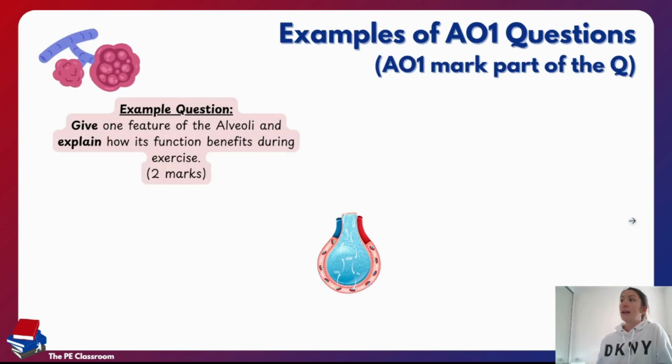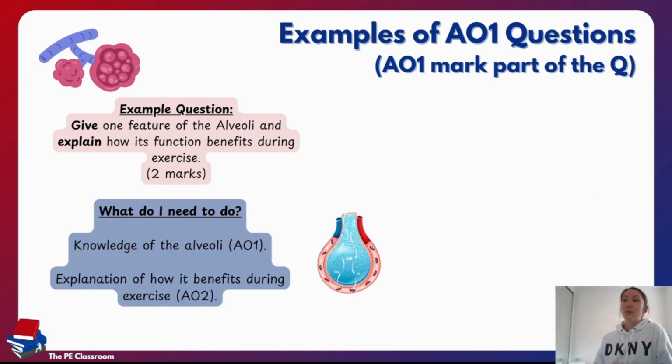Okay, so the next question, a little bit harder, but it's still got an AO1 mark in it. Here it's worth 2 marks in total, but it's saying give one feature of the alveoli, which we know give is a command word for an AO1 question, but it also says and explain how its function benefits during exercise. So we need to recognise that it's asking us to explain something, so it wants us to provide more detail. Essentially you're going to get 1 mark for giving the feature and 1 mark for explaining it.